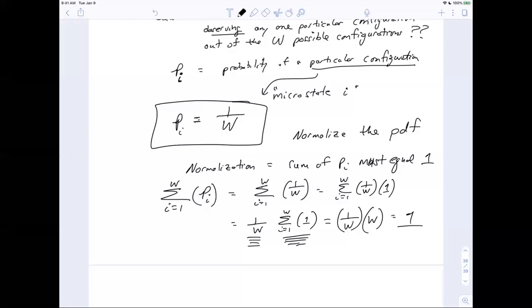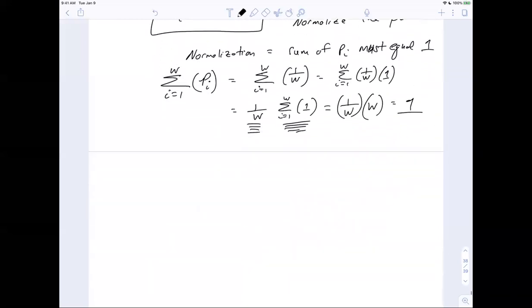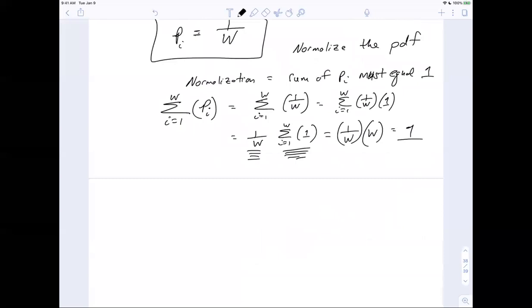Okay, with that being said, we have the probability of a particular microstate i. The question I want to ask now, now that we have this result, is what's the average? So the next question: what is the average value of the natural log of p sub i?